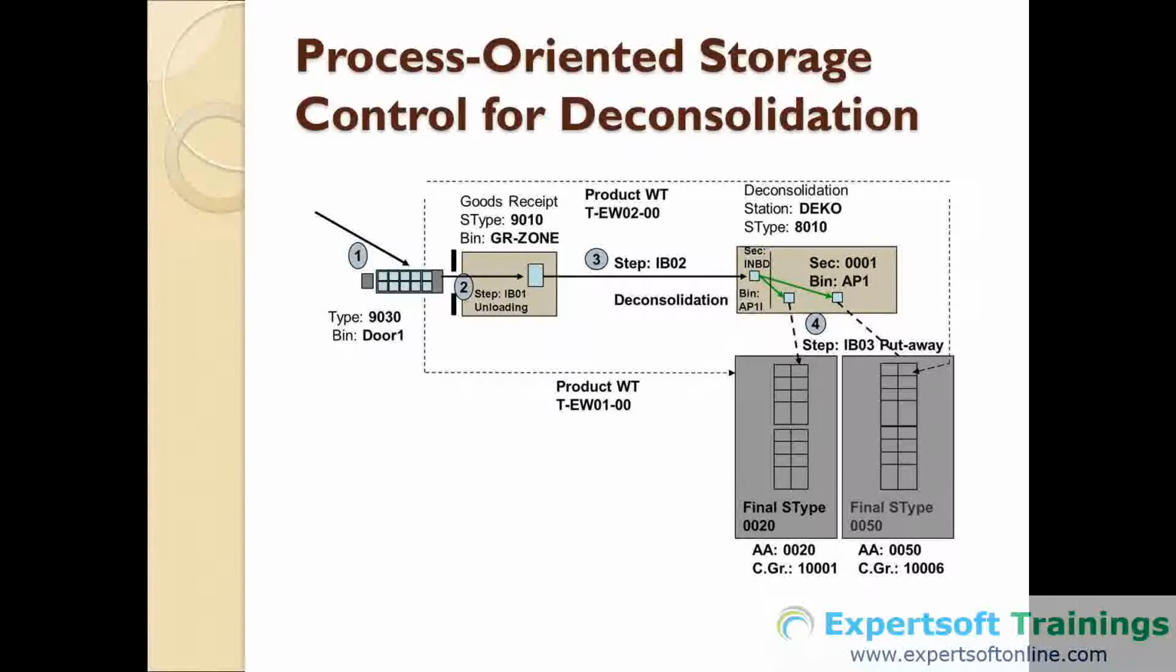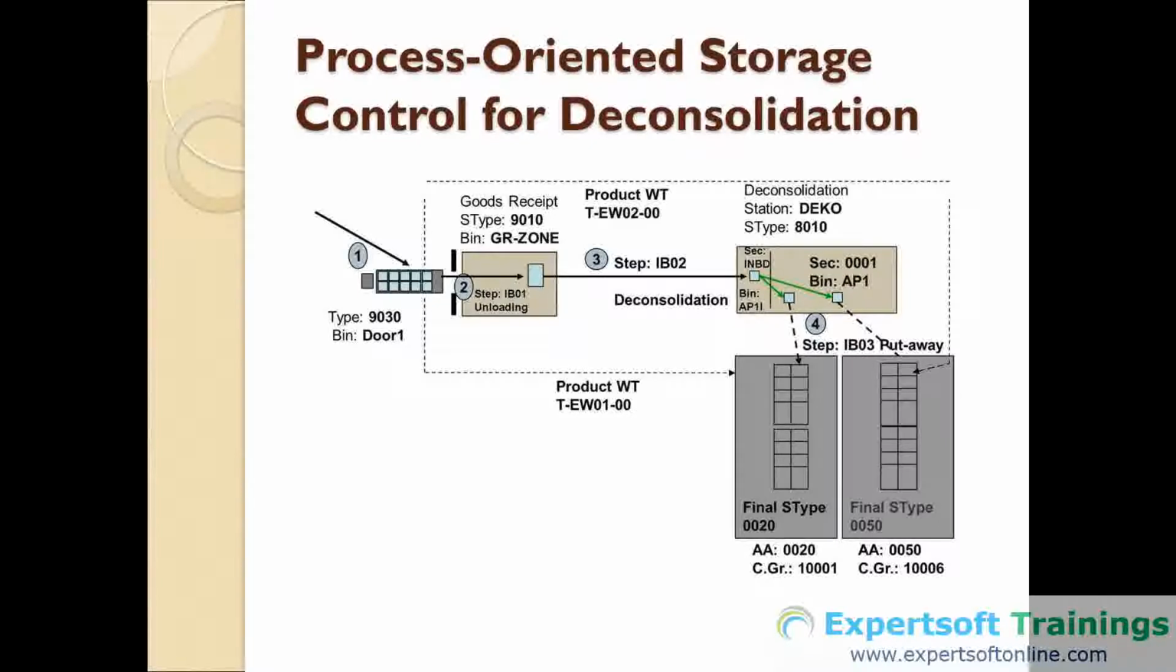This is nothing but the process oriented storage control here. So as being, we will predefine the steps in the system, telling that I'll be having an IB01. If you see this, the step of IB01, step of IB02, and the step of IB03, whatever it is, these are all the predefined steps in the system, and I want my products to undergo this process. That's the reason we call it a process oriented storage control.